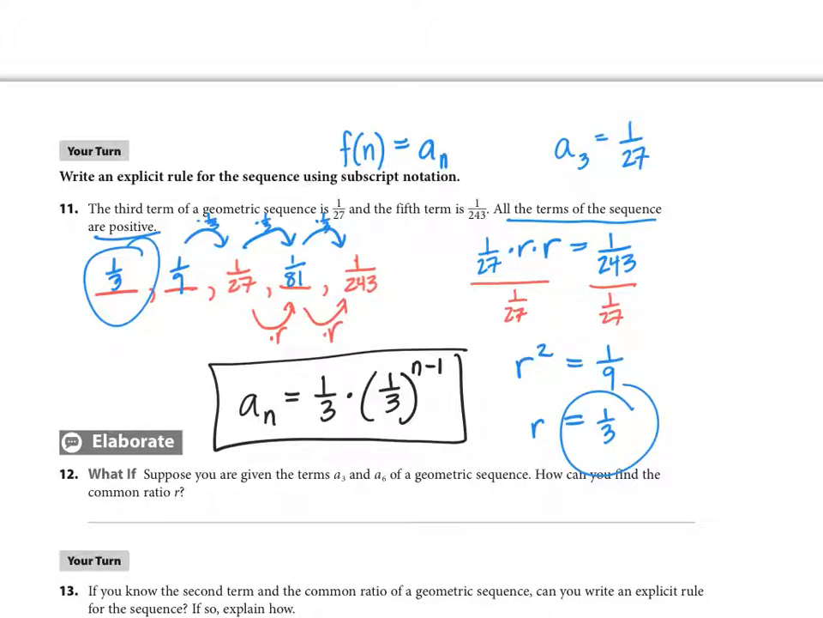And that's going to do it for this lesson. Hope it was helpful. Remember that in this lesson, we learned how to write our recursive and explicit rules. And that's it.